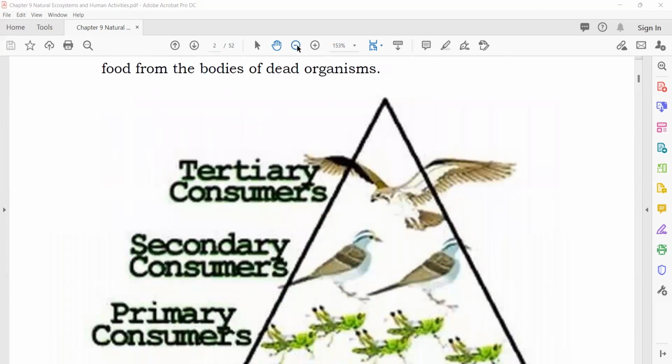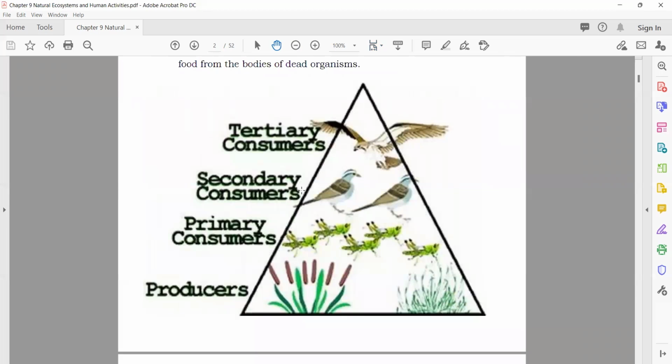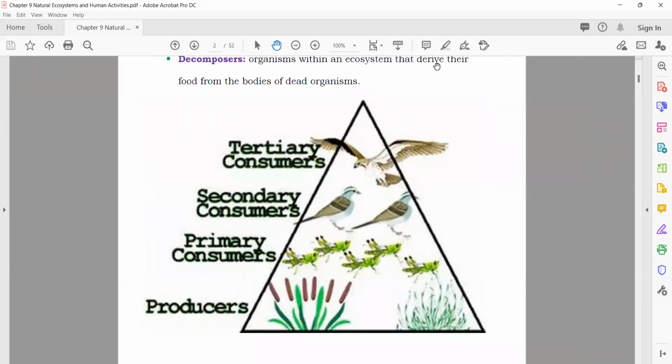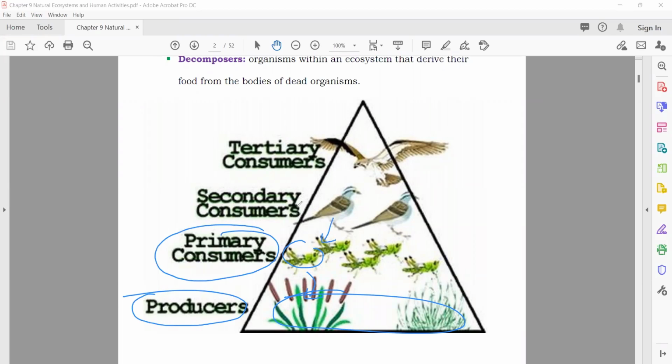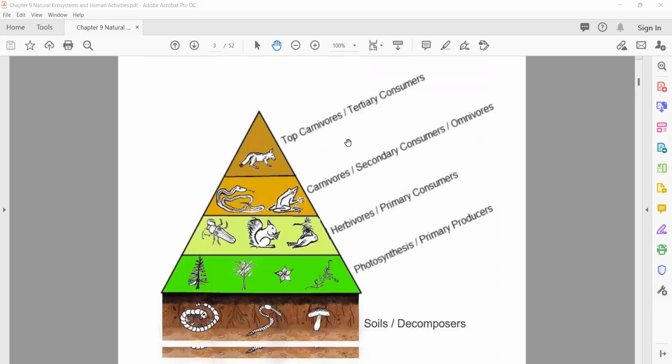See here, they have given the definition, and you can say a diagram. Here you can see easily that at the bottom you'll find producers. After that, the insects or the organisms which eat the producer are known as primary consumers. The organisms which eat the primary consumer are known as secondary consumers. In the same way, you have the tertiary consumers. So this is the diagram which shows the producer, consumer, and all of this.